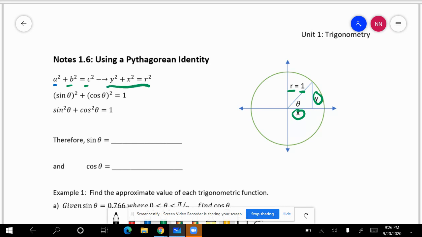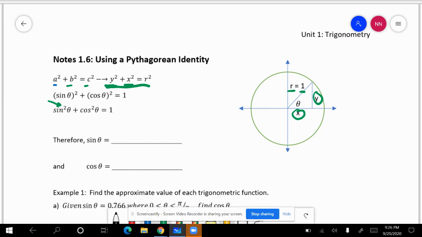Now we talked about last time that y is sine and x is cosine. When we square something with sine and cosine, all the trig ratios, we put the squared in between the trig ratio and the angle. So it's sine squared theta plus cosine squared theta equals 1. And that's what we're proving with the Pythagorean theorem.